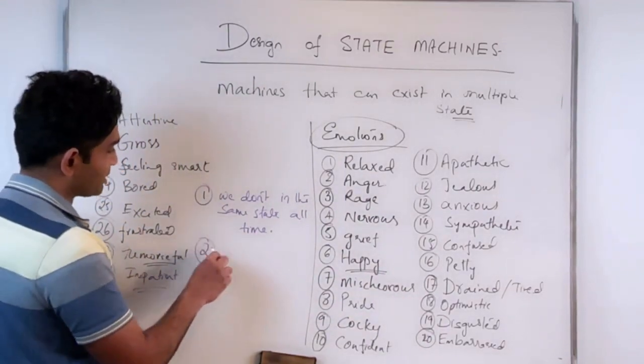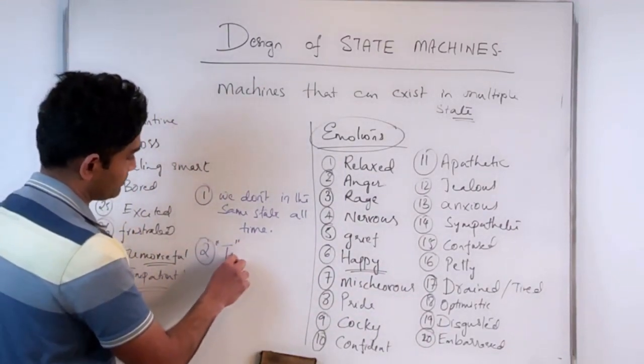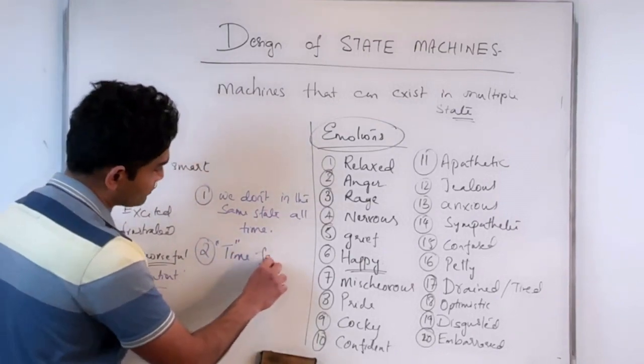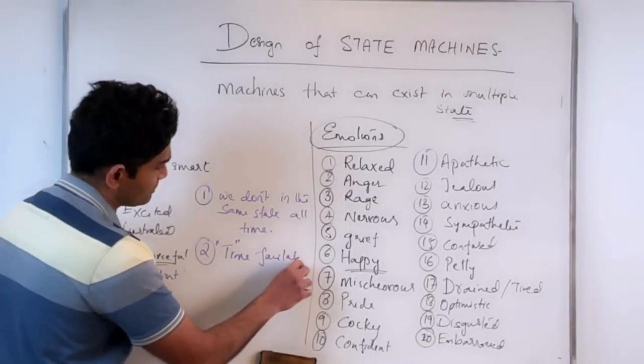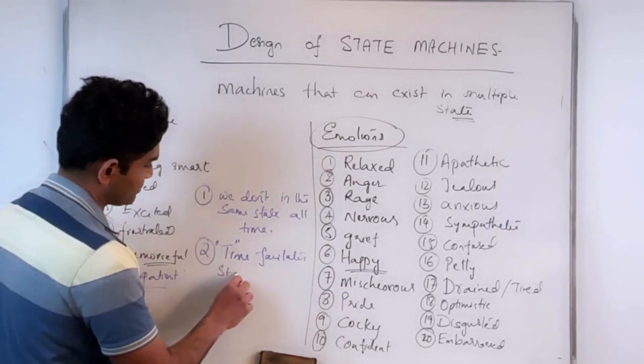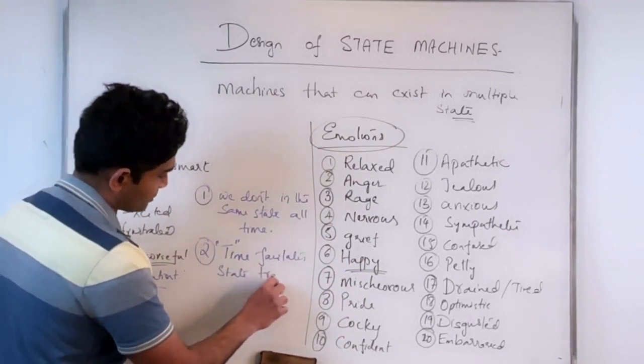And the second observation is time. Time facilitates state transitions, right?